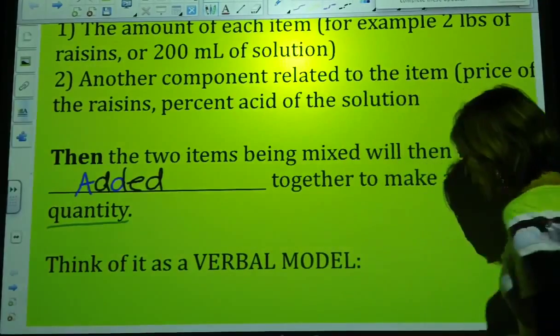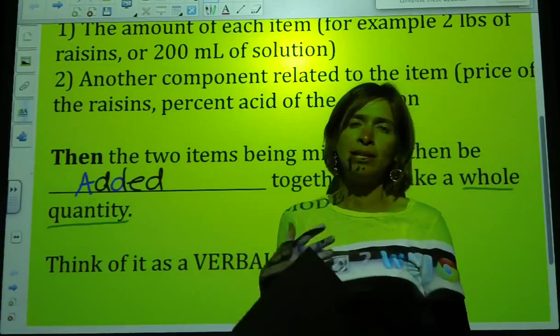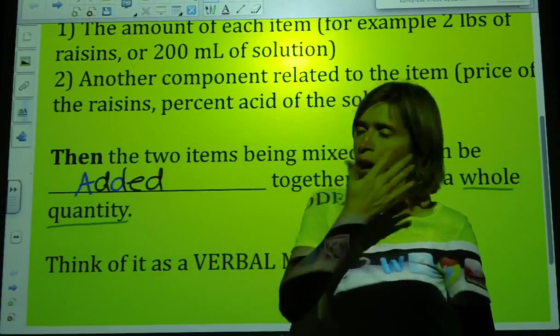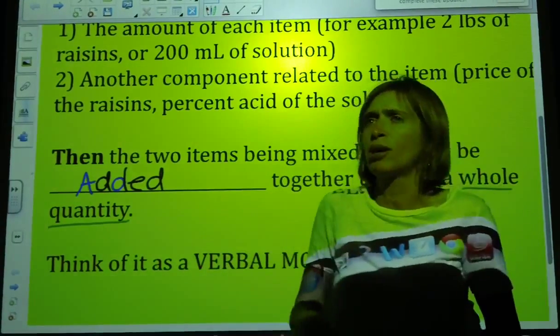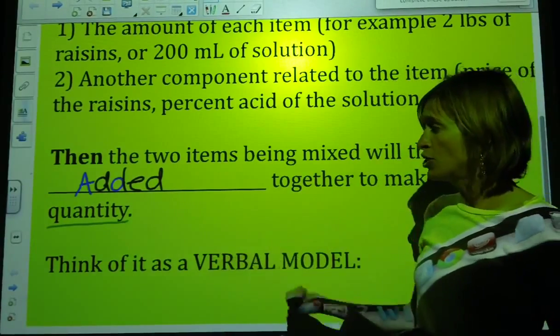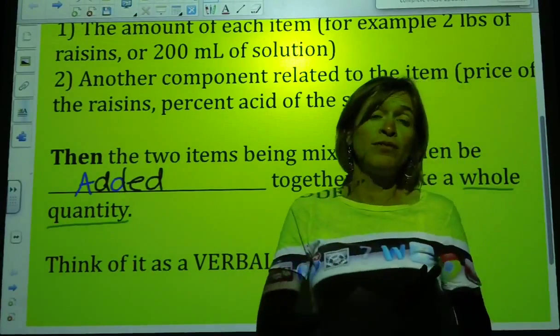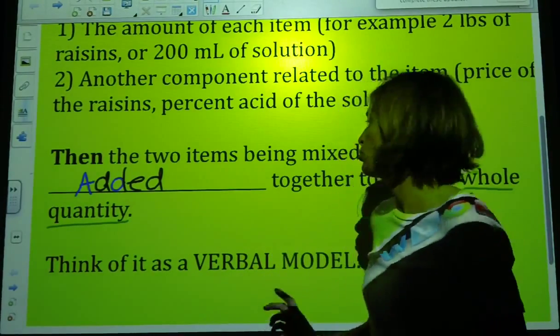All right, now you can search the web all day, and there are many ways that teachers teach you how to do mixture problems. Some use charts, some use pictures, some just use verbal models. I'm actually going to talk to you about a verbal model, but I'm going to show you two ways to do it. And I'm going to feel comfortable if you use either one. Okay, either one will work for me.